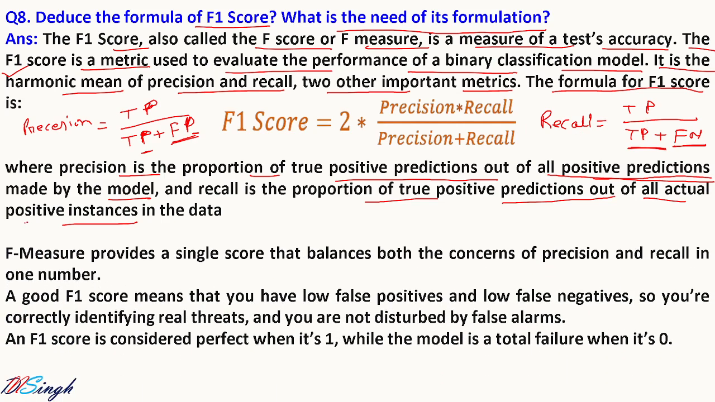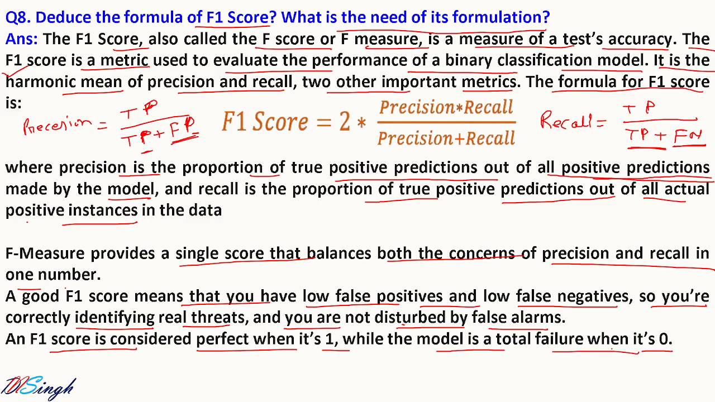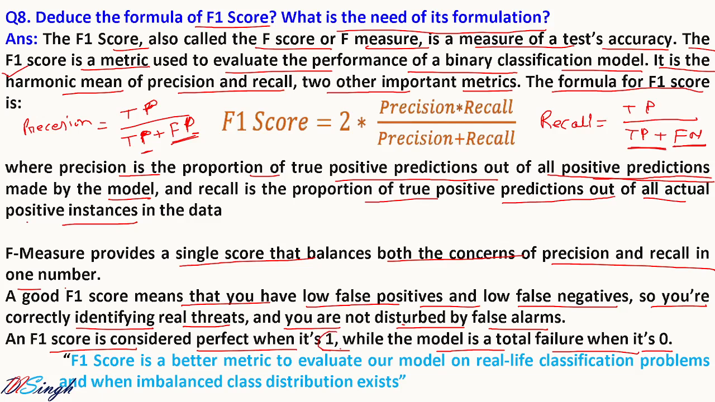After calculating precision and recall you can go for F1 score. F1 measure provides a single score that balances both concerns of precision and recall in one number. A good F1 score means that you have low false positives and low false negatives. So you are correctly identifying the real threats, and you are not disturbed by false alarms. F1 score is considered perfect when it is 1, while the model is a total failure when it is 0. So a good F1 score is 1, and the worst is 0. F1 score is a better metric to evaluate our model on real life classification problems and when imbalanced class distribution exists. So F1 score is used to balance precision and recall.